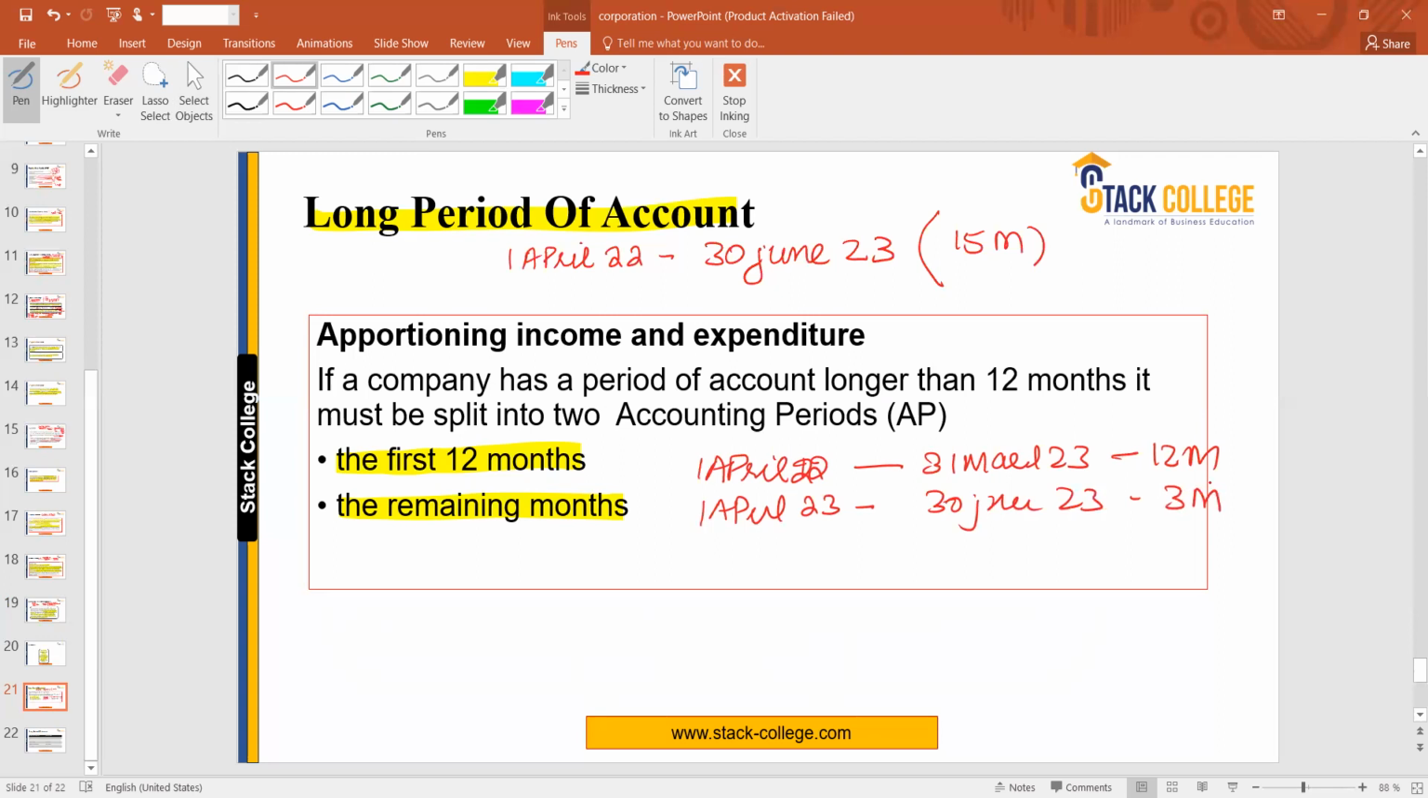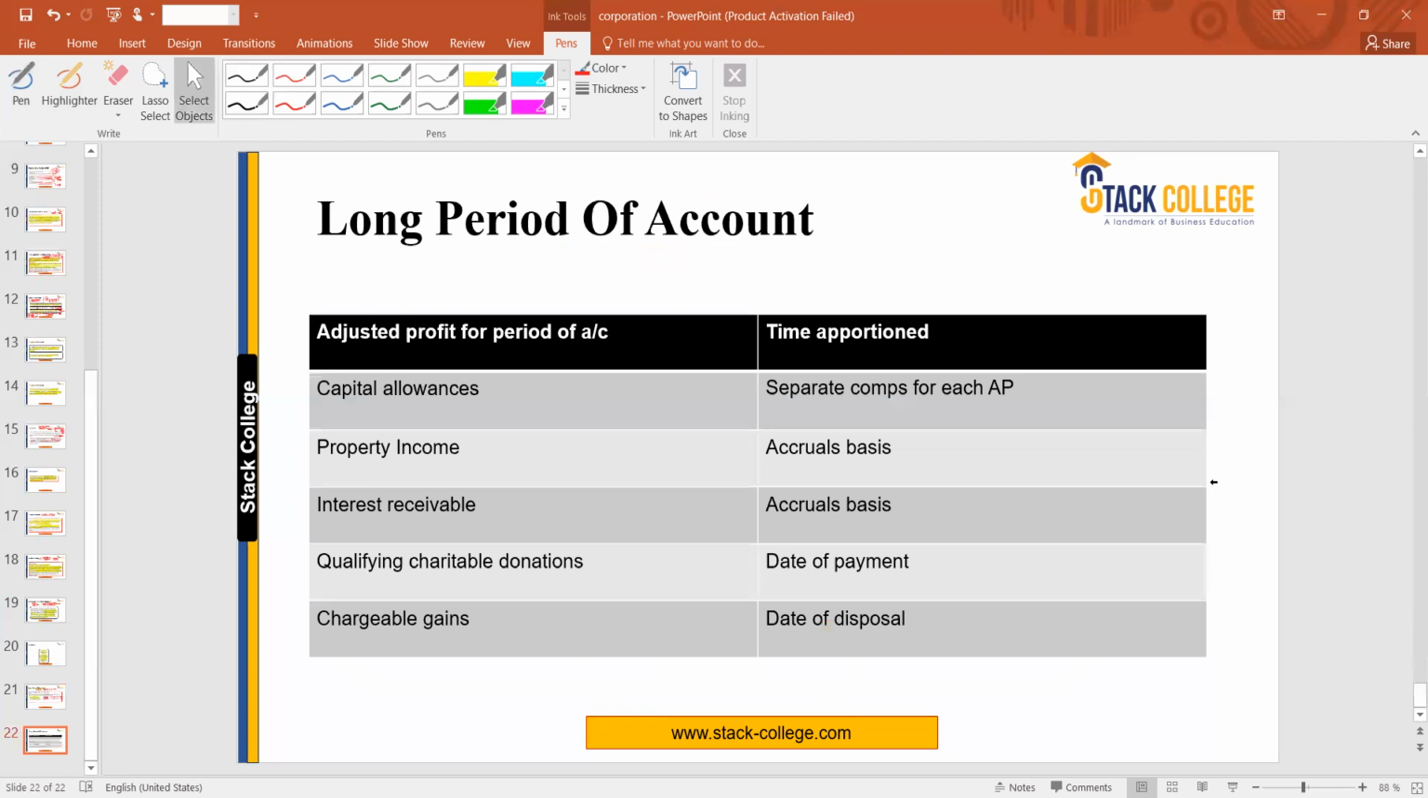So how does that affect my income, capital allowances, property, and other things? In order to split this, we have to split their value as well. As far as the adjusted profit is concerned, before capital allowances, tax adjusted trading profit, first we will calculate before capital allowances, and then we will use time apportionment for the first 12 months and then for the remaining months. Suppose, for example, my tax adjusted trading profit is 1.2 million before capital allowances. So I have to split it like 12 by 15 and 3 by 15.